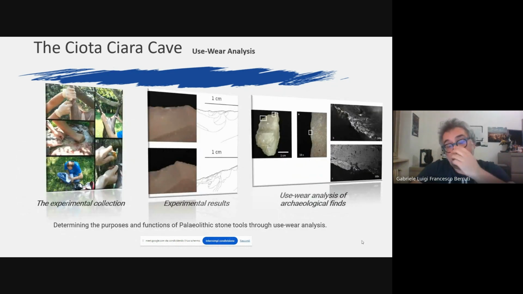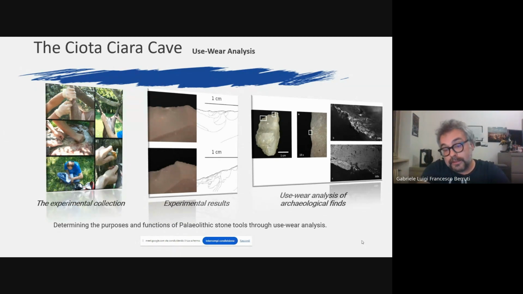A study of use-wear analysis starts with the creation of an experimental collection, because the basis of the use-wear analysis is: if you have the traces made now on a lithic instrument, you can see the same traces in the archaeological lithic instrument. And when you start to study use-wear analysis, you start to make a comparison collection, study the experimental collection.